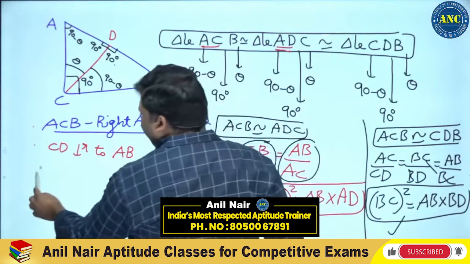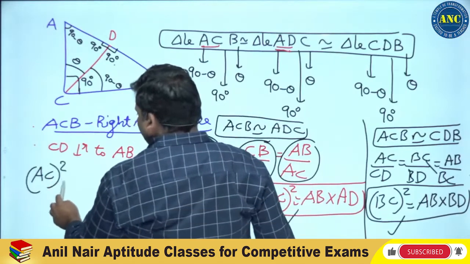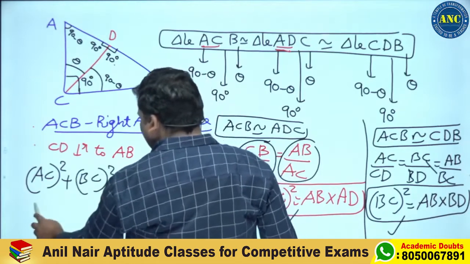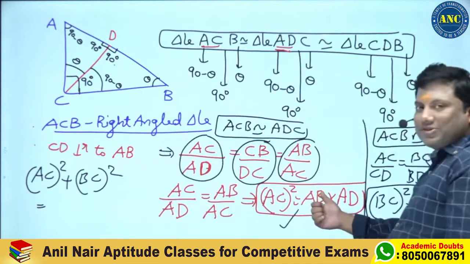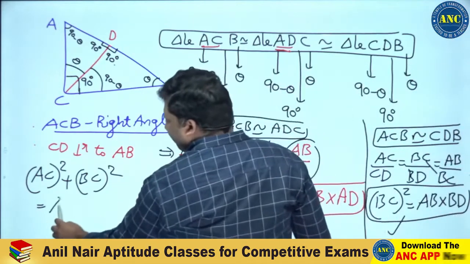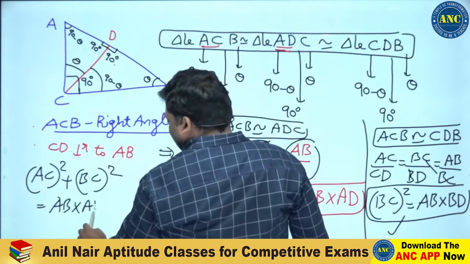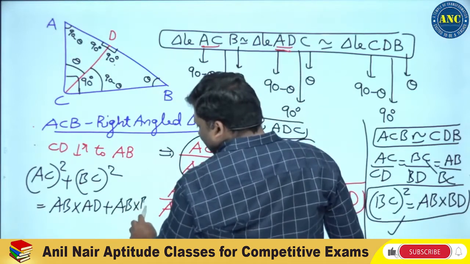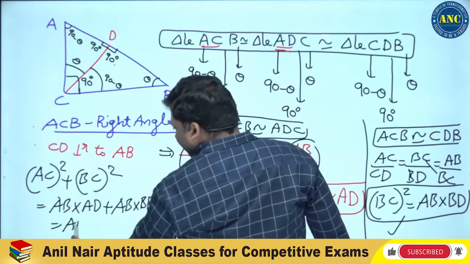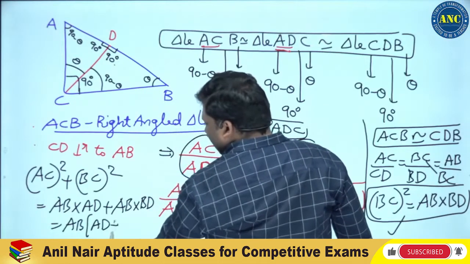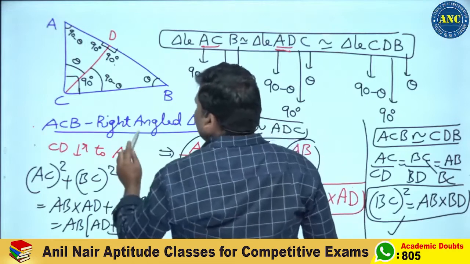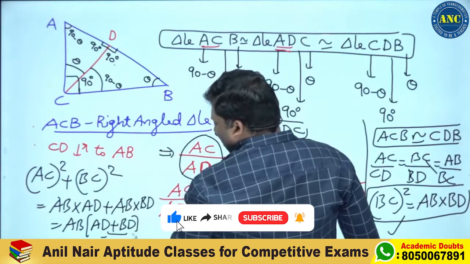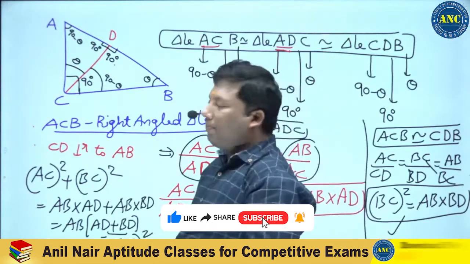If I add both of them, AC whole square plus BC whole square is equivalent to AB into AD plus AB into BD. So AB, if I take common, it is AD plus BD. What is AD plus BD? It is AB. AB into AB is AB whole square. This is the proof of Pythagorean theorem.